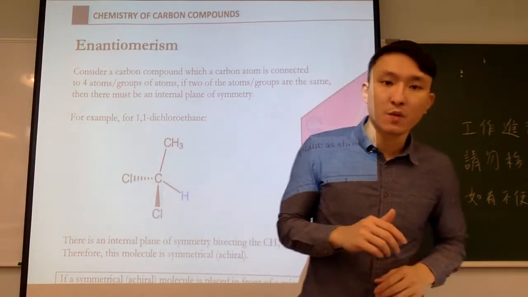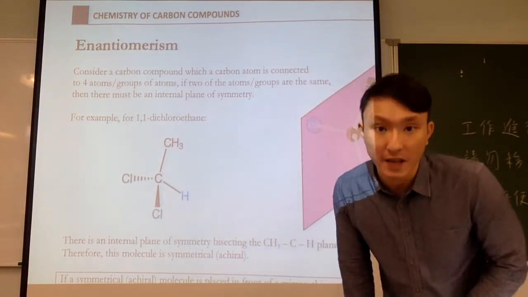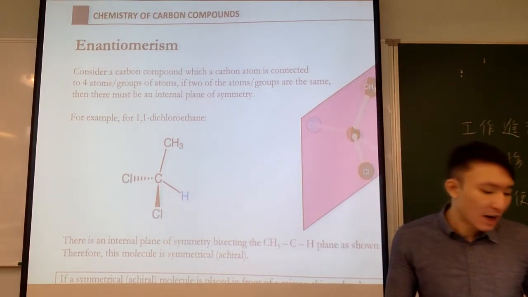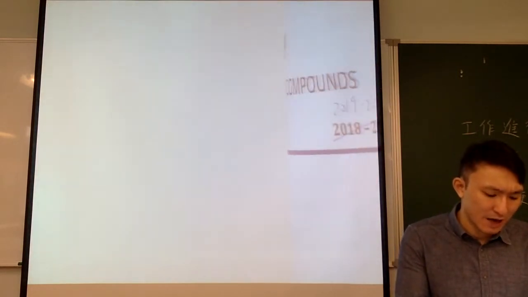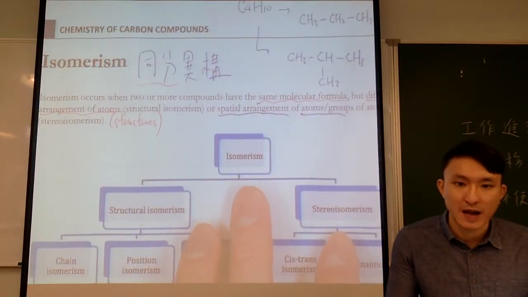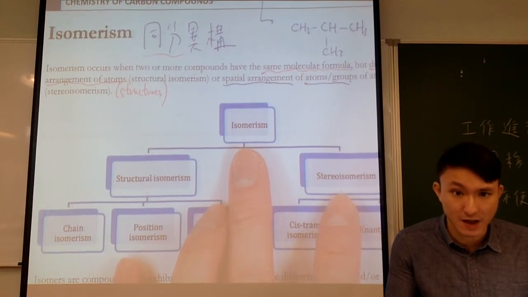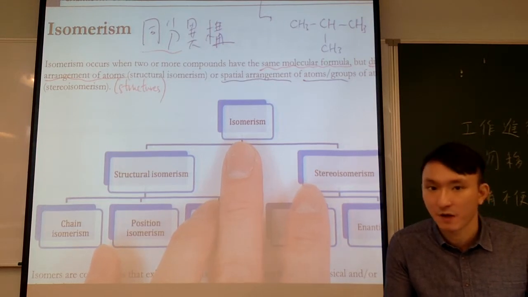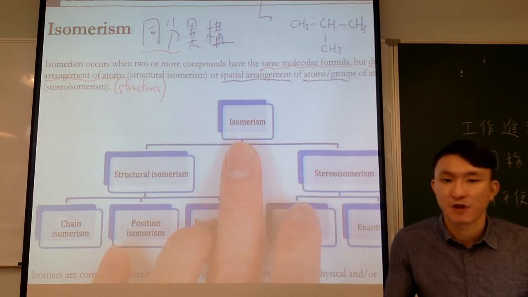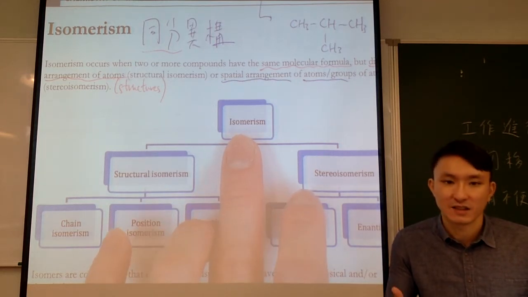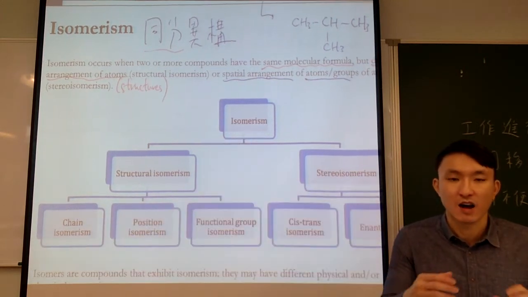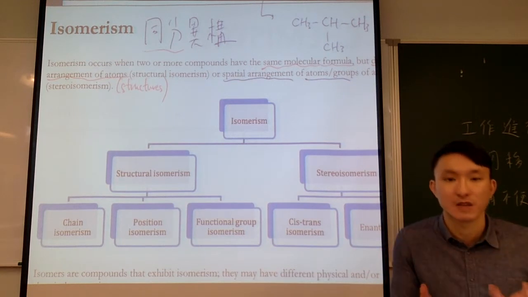Hi guys, in this video we are going to continue on organic chemistry on the subtopic of isomerism, and let's just do a quick review. In our previous video we talked about different types of isomerism. First of all, isomers are molecules with the same molecular formula, so they have the same number of atoms, but the atoms are bonded in different ways, or the atoms or the groups of atoms are arranged differently in three-dimensional space.